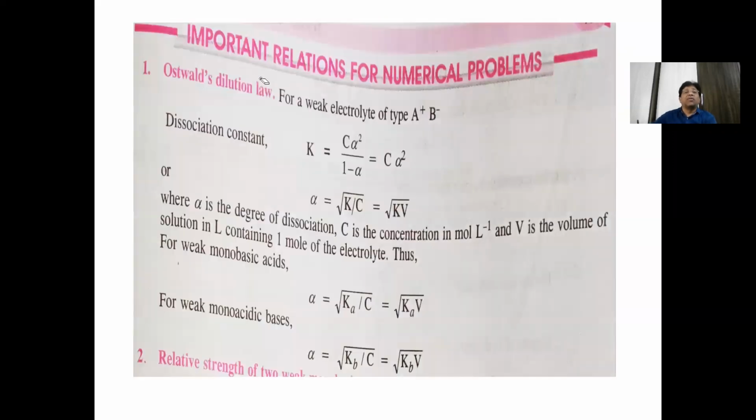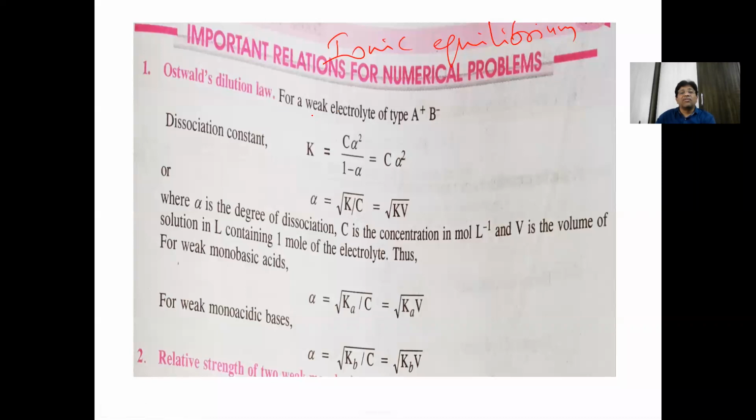Now next one, ionic equilibrium. Important relations for numerical problems related to ionic equilibrium. Chapter: ionic equilibrium. Now in this, the first important concept is Ostwald's dilution law.